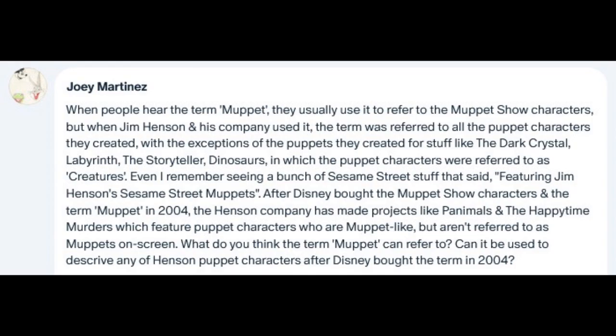Even I remember seeing a bunch of Sesame Street stuff that said "featuring Jim Henson's Sesame Street Muppets." After Disney bought the Muppet Show characters and the term Muppet in 2004, the Henson Company has made projects like Pajanimals and The Happy Time Murders, which feature puppet characters who are Muppet-like, but are not referred to as Muppets on screen. What do you think the term Muppet can refer to? Can it be used to describe any Henson puppet characters after Disney bought the term in 2004?